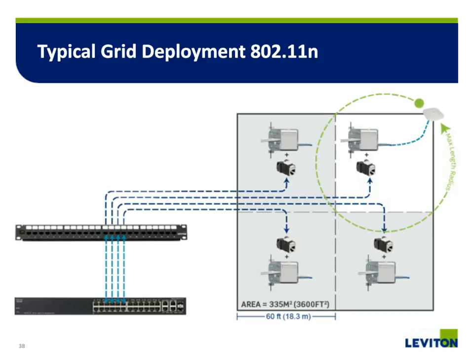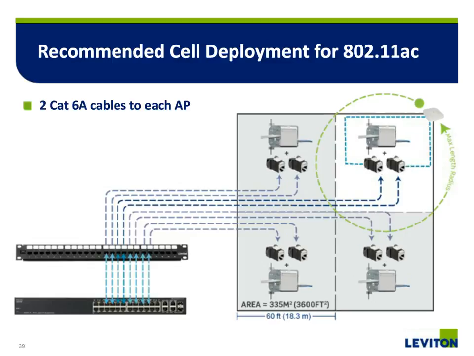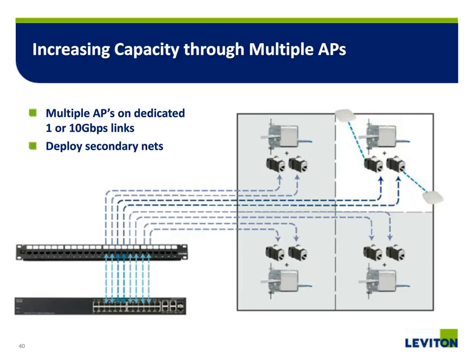That works well for 802.11n. For 802.11ac, the recommendation is to put two Cat 6A cables directly in the center. One of the reasons for that is, you recall, I said the range is only 35 meters as opposed to the 70 meters that's available for the N. So in order to have the appropriate coverage, there's a very high likelihood that you're going to have to put two access points somewhere within that grid to maintain that coverage.